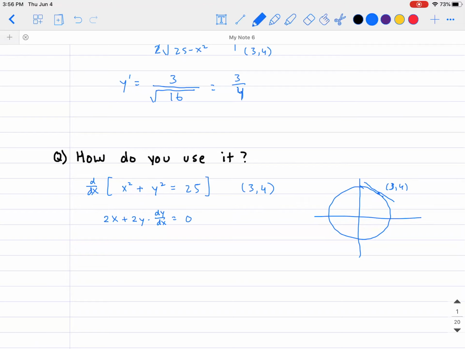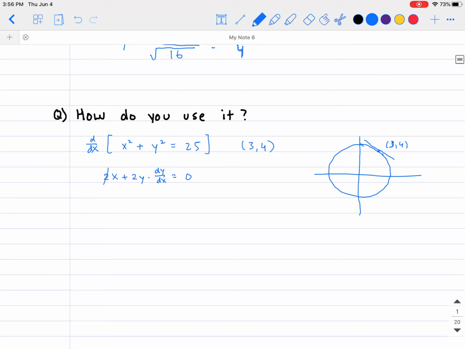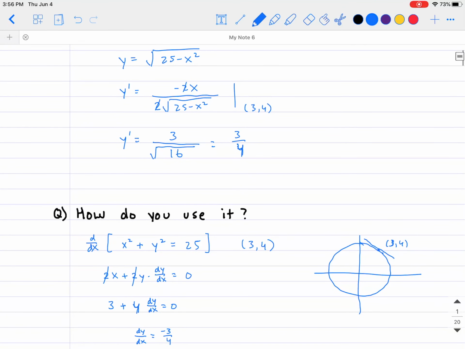Now, the derivative of 25 is just going to be equal to 0 because that's a constant. In this equation, we can still solve for dy/dx, or y prime, whatever you want to call it. I noticed that the 2's we can cancel out too. And remember, we're just going to plug in 3 and 4 in this case. So it's going to be 3 over here, plus 4 times dy/dx, equal to 0. So the derivative is going to be equal to negative 3 over 4.